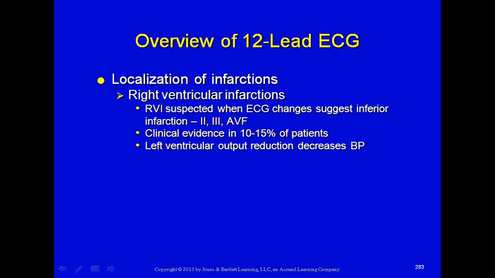So right ventricular infarctions should be suspected when ECG changes suggest inferior infarction. So elevated ST segments in 2, 3, and AVF would indicate the presence of a right ventricular infarct. And in about 10 to 15% of the patients who have elevated ST segments in 2, 3, and AVF, you're going to see a right ventricular involvement. And those patients are going to be really susceptible to the administration of nitrates like nitroglycerin and morphine. That'll cause their blood pressure to drop significantly.